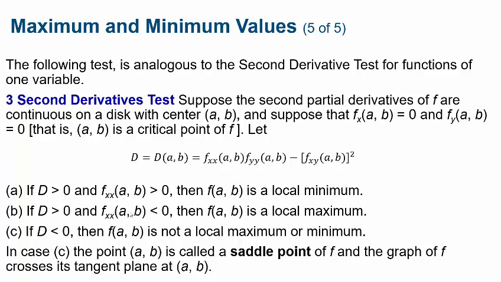If D is greater than 0 but the second partial derivative with respect to x twice is less than 0, we have a local maximum. If this D value is less than 0, it's neither a maximum nor a minimum. In this case, the point (a, b) is called a saddle point of f, and the graph of f crosses its tangent plane at (a, b). So this is going to help us tell if it's a local max or min. The formula looks a little crazy, but it's actually not that bad.